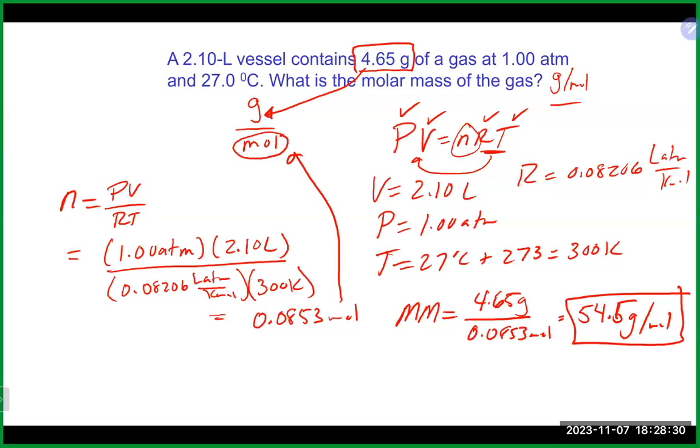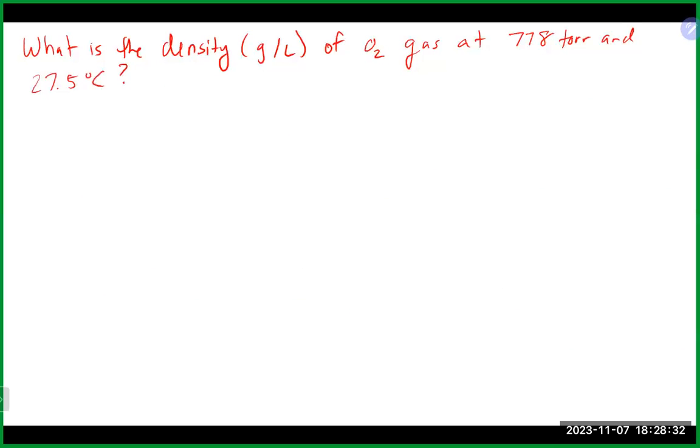Other questions? All right, let's try another one here. What is the density in grams per liter of oxygen gas at 778 torr and 27.5 degrees Celsius?